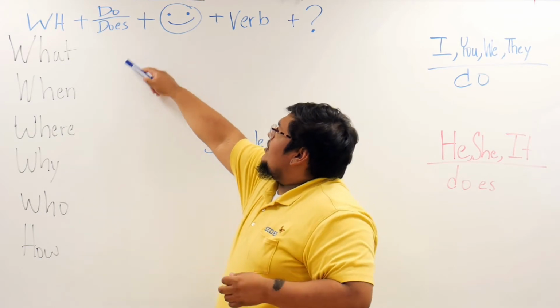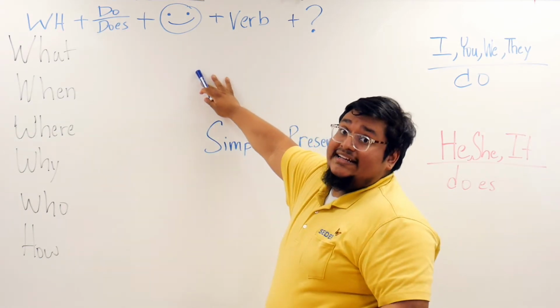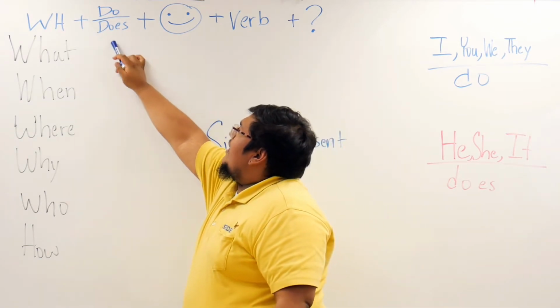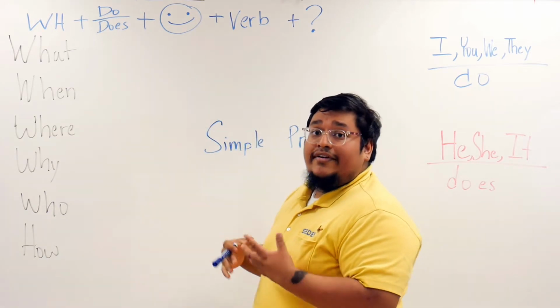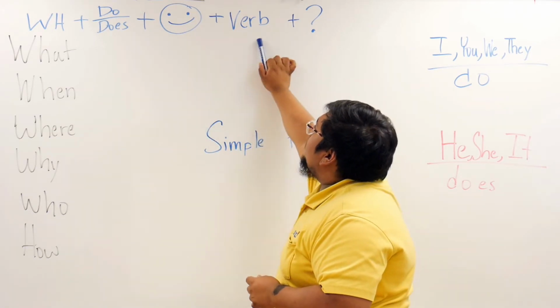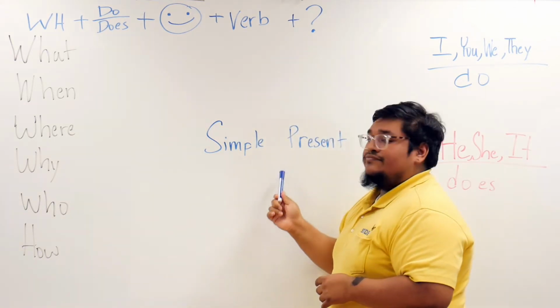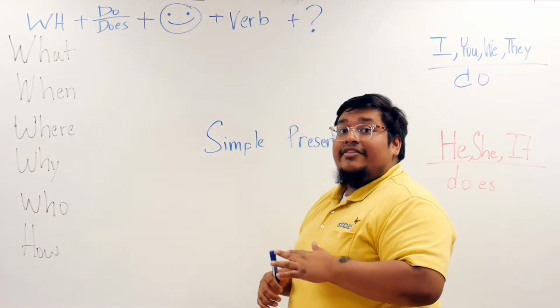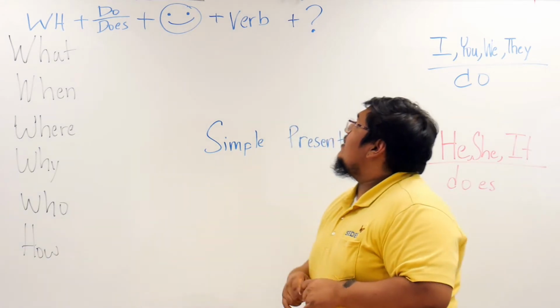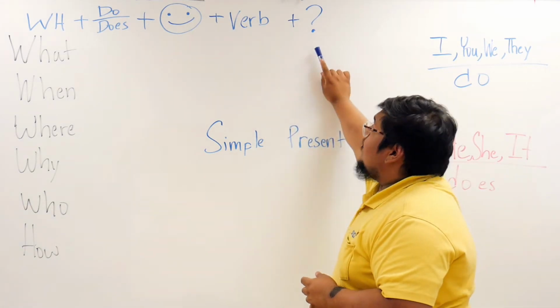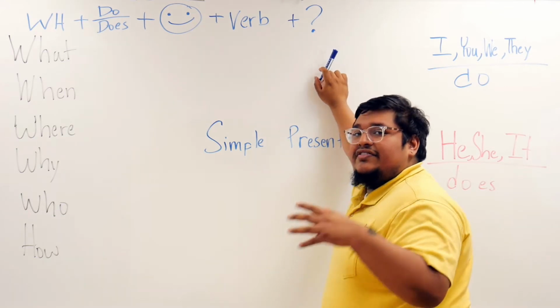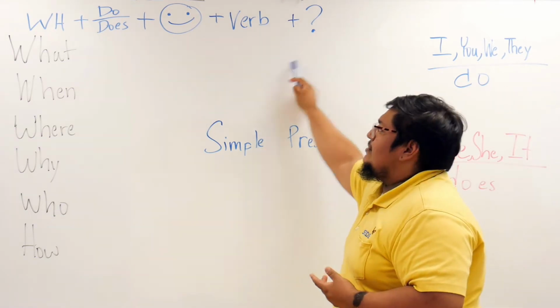So after the auxiliary, we need the subject. But like I said, it all depends. These two are very important to one another, okay? And then we need the verb. Now, because we're speaking in simple present, the verb must be the base form of it, the simple verb. And lastly, you need that question mark. It's a question, so it's very important that you include that question mark.